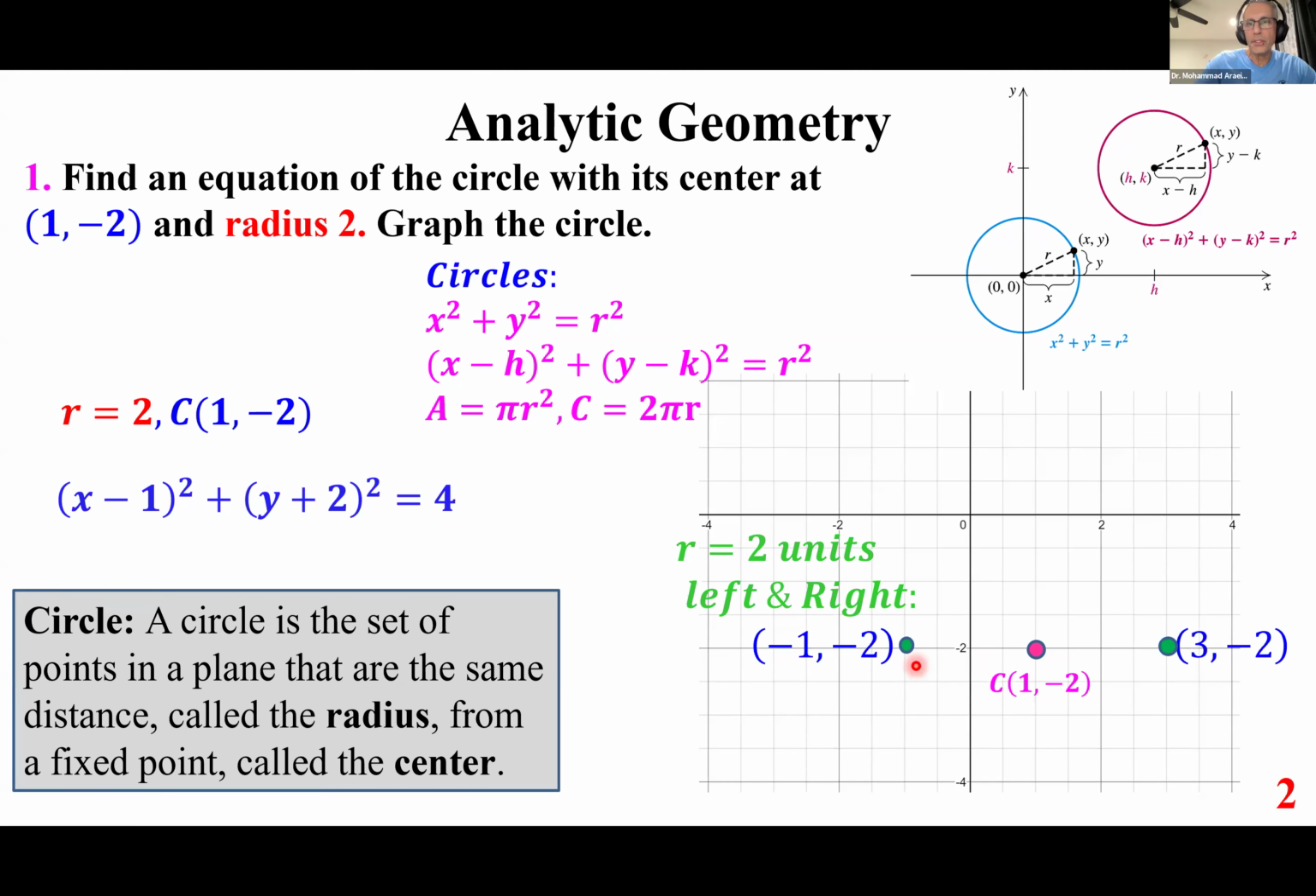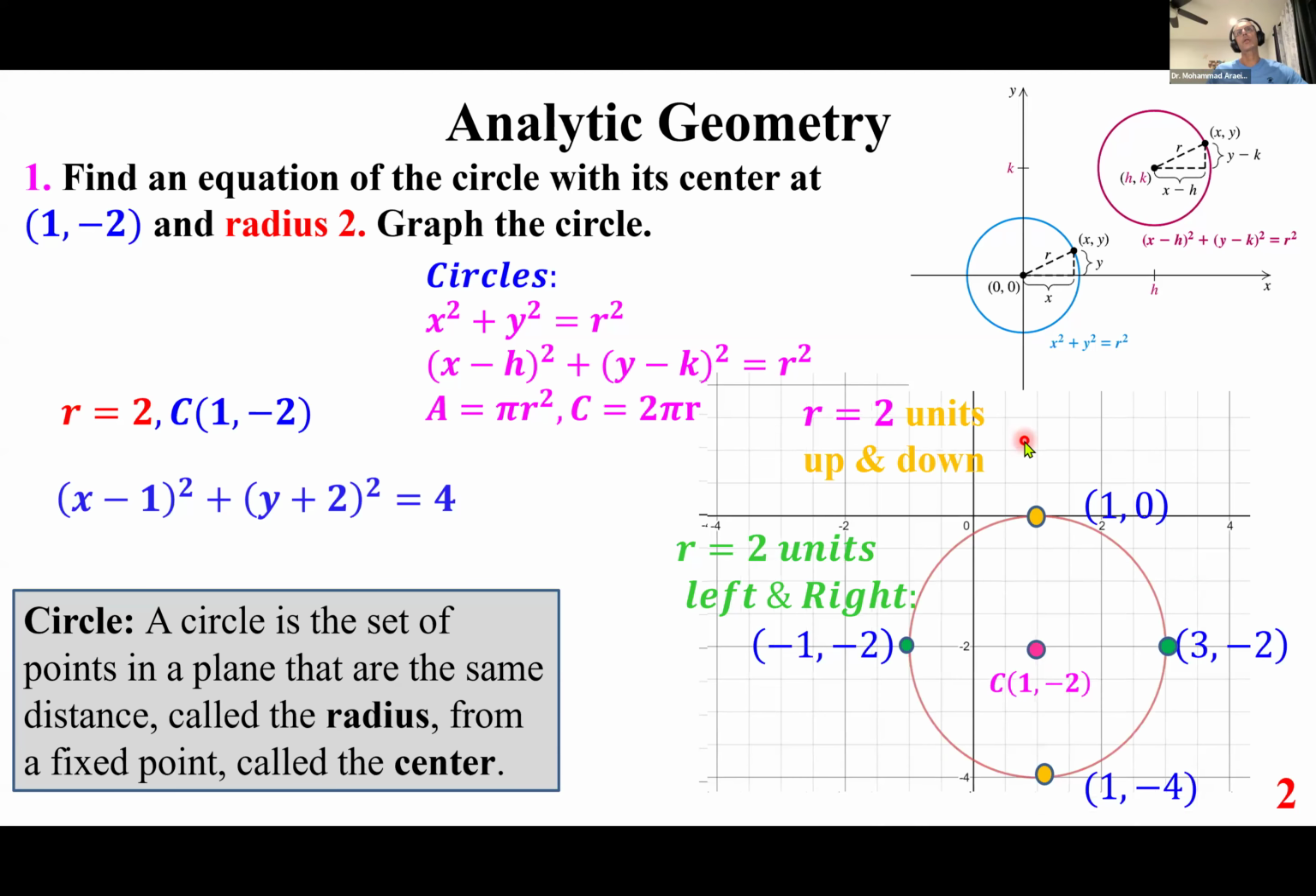Now we want to go from the center up and down r units. If I want to go up, the x coordinate remains the same, the y coordinate, I go up by 2 units, becomes 0, so (1, 0). I go down by 2 units, becomes (1, -4). So r equals 2 units up and down. Those are the two pairs. Now put them together, and that's your graph. Okay. Now, I use those 4 pairs to help me graph. I want you to know that.